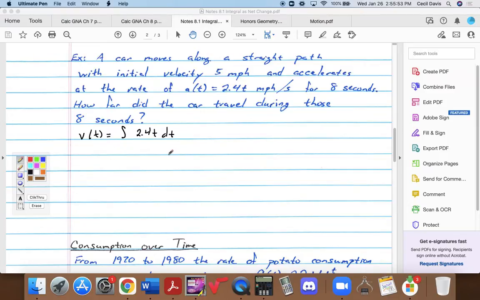So V of t is going to be 1.2 t squared plus some constant. What's the constant? 5. The initial velocity was 5 when time t is equal to 0. So V of t is 1.2 t squared plus 5.